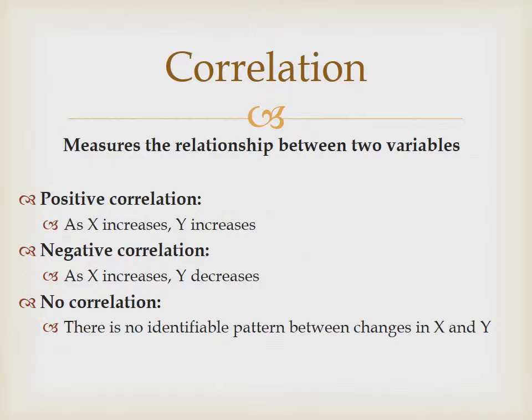And then sometimes we find that there's no correlation at all. And here you see that I've written there's no identifiable pattern between the changes in the variables x and y. So sometimes we just find out that there is no relationship. Let's look at some examples.